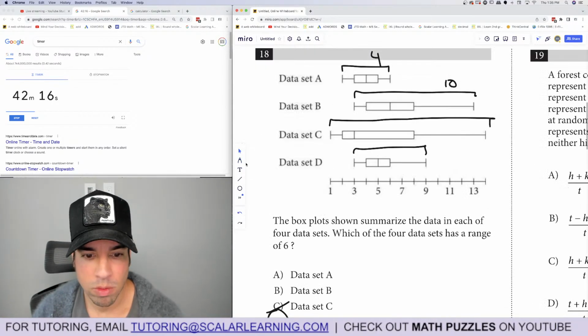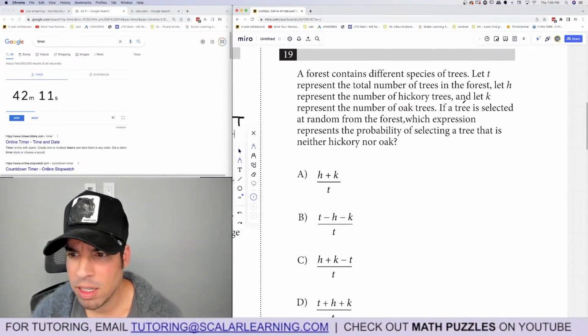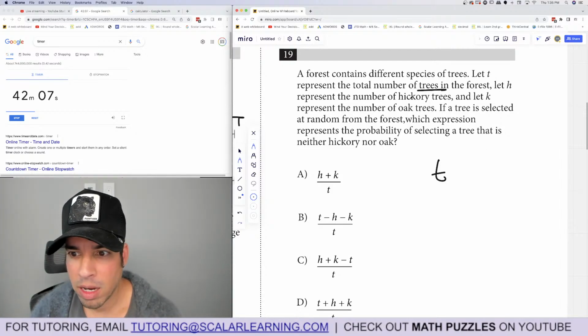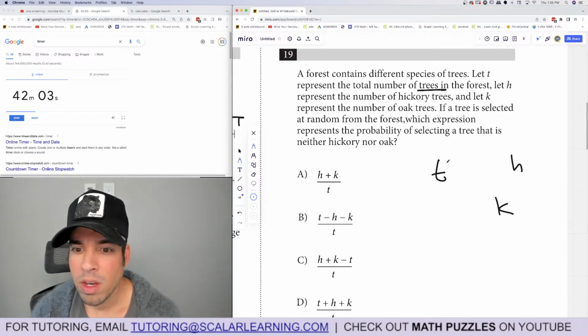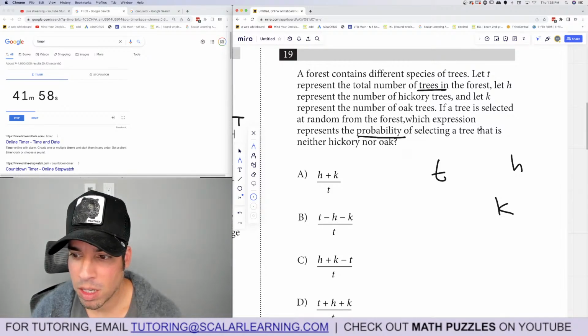19. A forest contains different species of trees. Let T represent the total number of trees in the forest. Let H represent the number of hickory trees, and K represent the number of oak trees. If a tree is selected at random from the forest, which expression represents the probability of selecting a tree that is neither hickory nor oak?